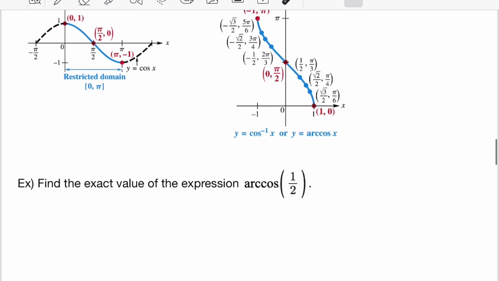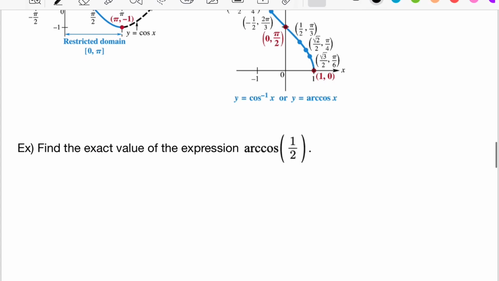So let's look at this example here. Now we want to find the exact value of this expression. So again, we have that y is equal to arc cosine of 1/2. Now this is the same as this here.